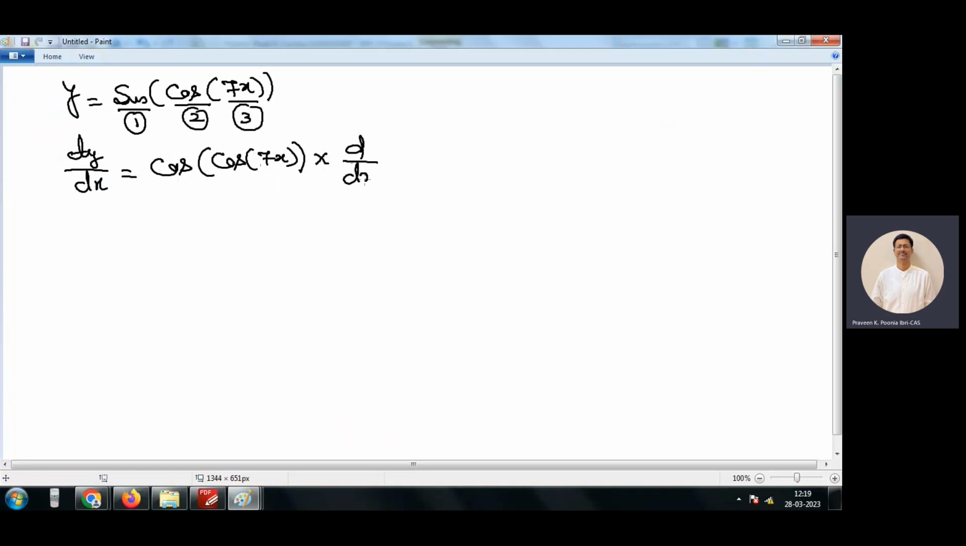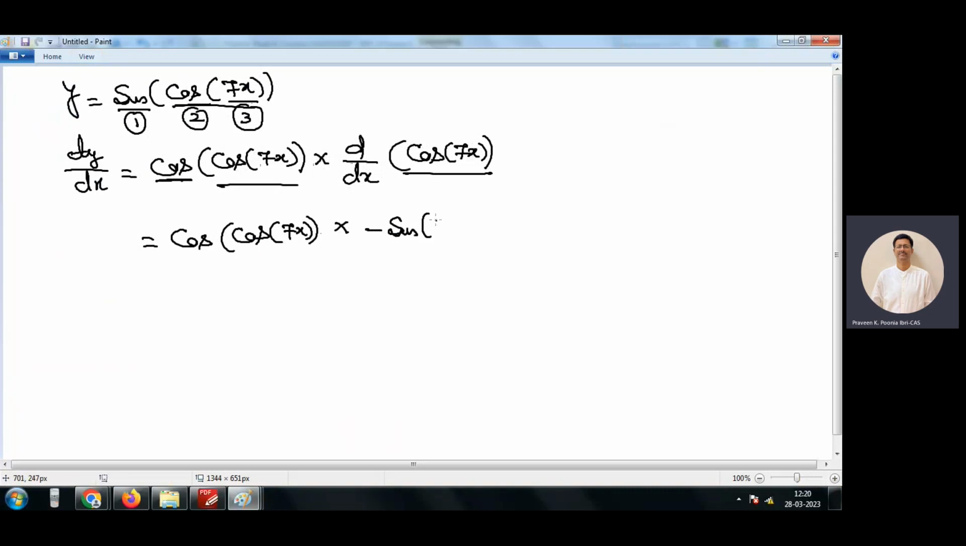Now the derivative of cosine 7x. So first you are differentiating only the first function, sine, and the derivative is cosine. The inside function stays the same here. So it is cosine of 7x into the derivative of cosine 7x, which is minus sine 7x.